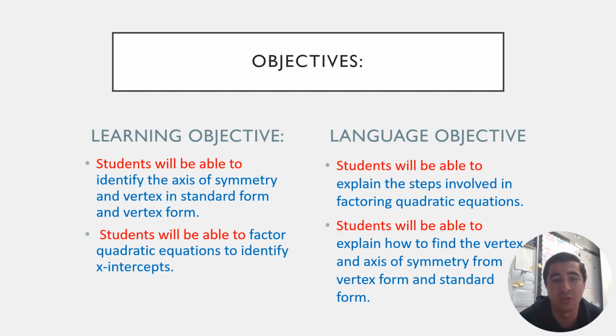Going to slide 2, we can look at our objectives today. You will be able to identify the axis of symmetry and the vertex in standard form, but also in vertex form. Students will also be able to factor quadratic equations to identify x-intercepts. Your language objectives are you will be able to explain the steps involved in factoring quadratic equations, and you'll be able to explain how to find the vertex and axis of symmetry from vertex form and standard form.